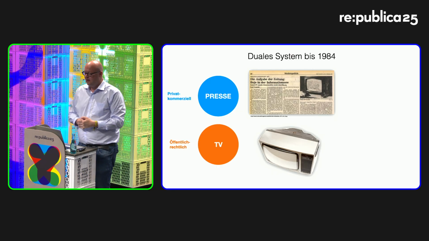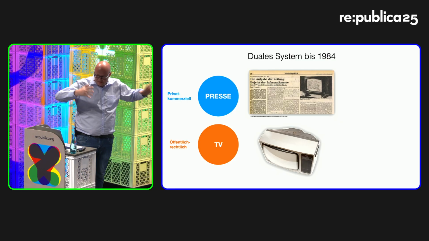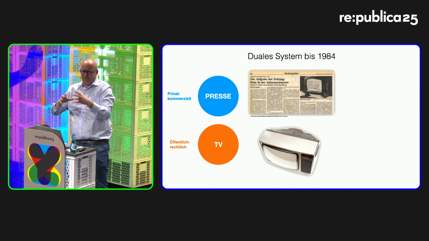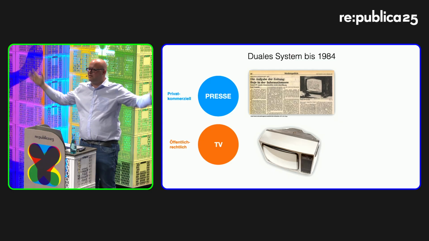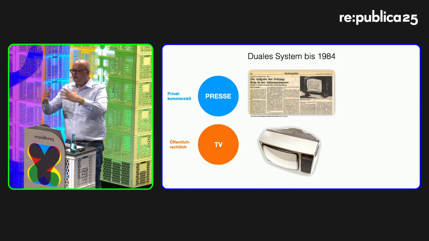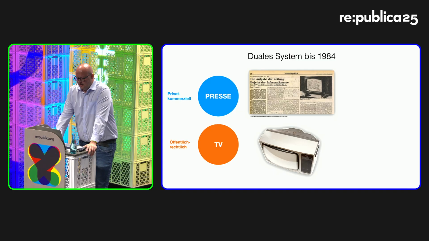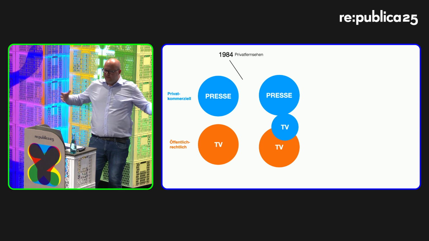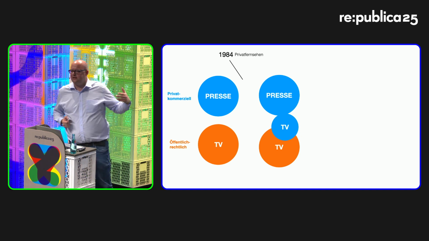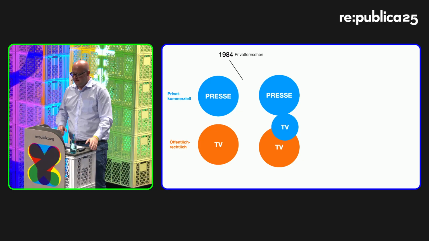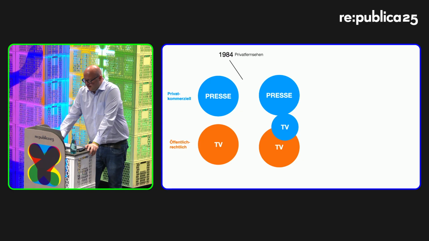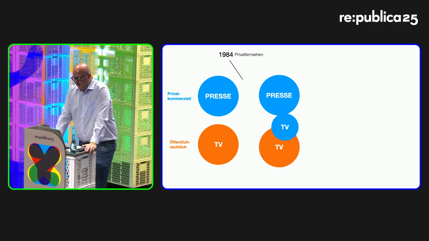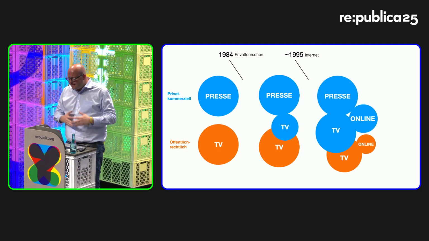There was printed press that was dropped in front of your door by the newspaper boy, and then there was public broadcasting, especially TV. They were completely hermetically sealed, separated from each other. They both had approximately 100% reach, and nobody could really compete in the other's sphere until the introduction of private commercial TV in 1984. In 1984, having private TV meant that the sphere of private commercial media expanded, and the first private TV stations were created, while the public broadcasters were essentially left alone.